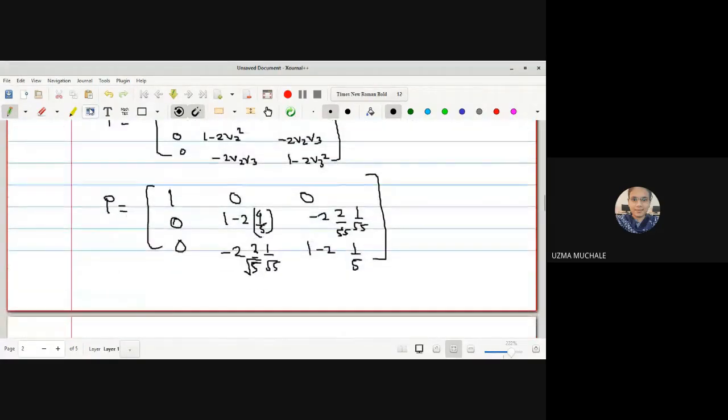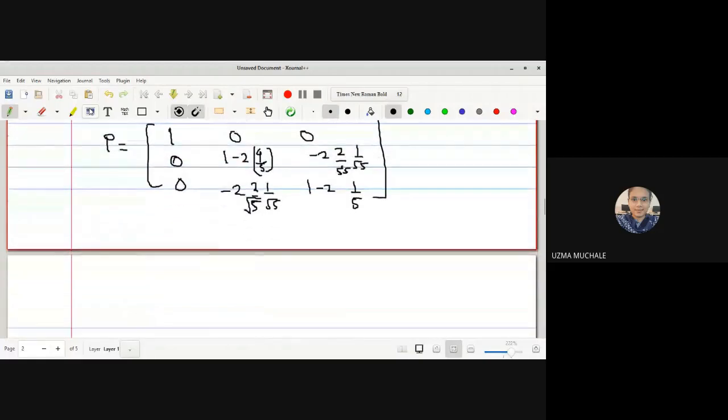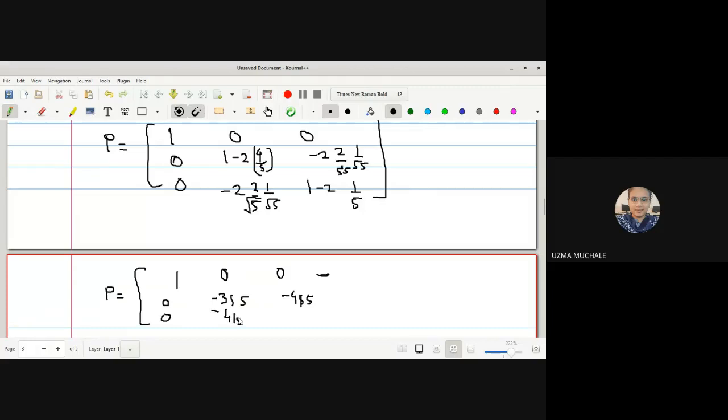Okay, so now let us calculate this. Hence, we get the matrix P is equal to 1 0 0. What will be the calculation of this? Minus 3 by 5, this is minus 4 by 5, minus 4 by 5, minus 3 by 5.